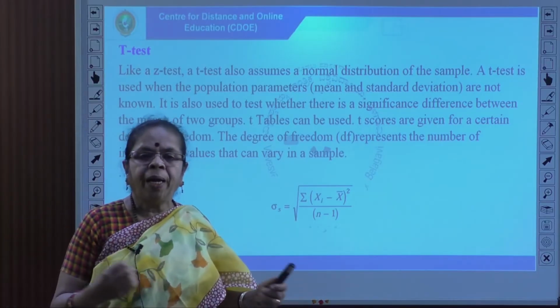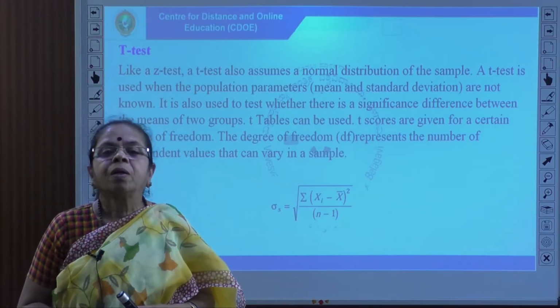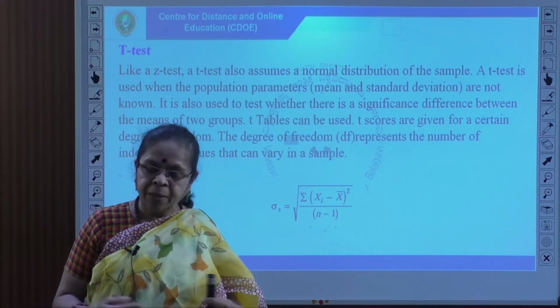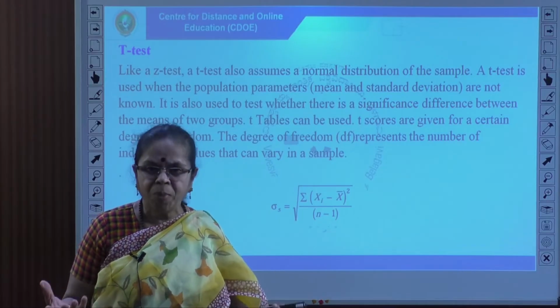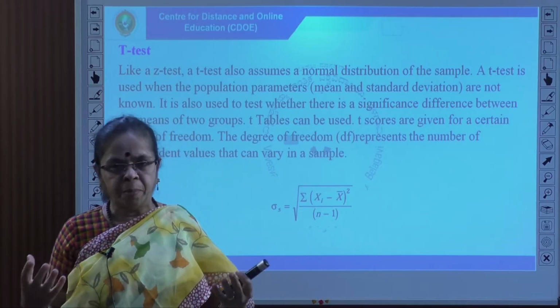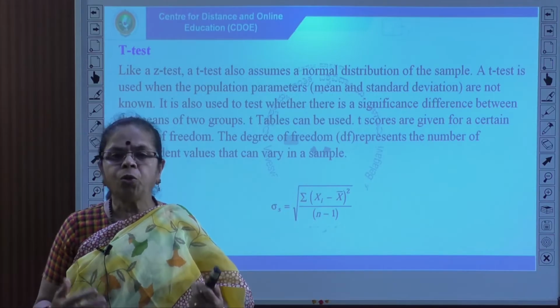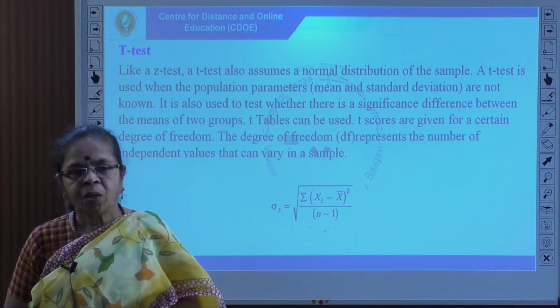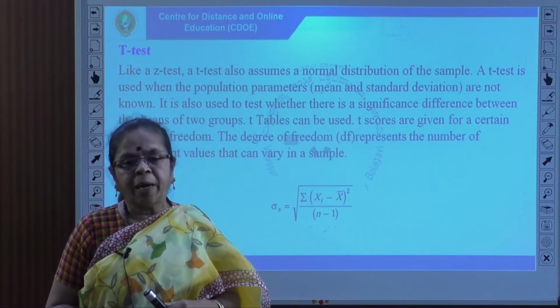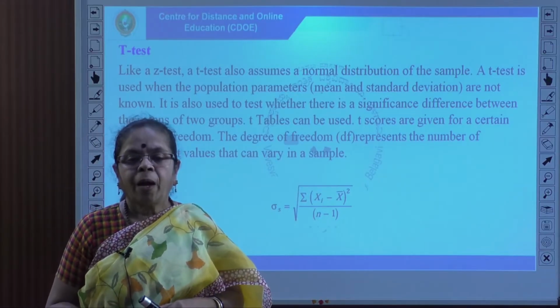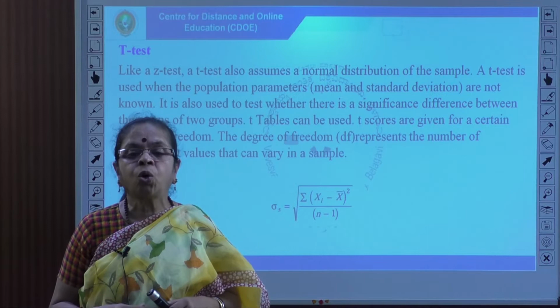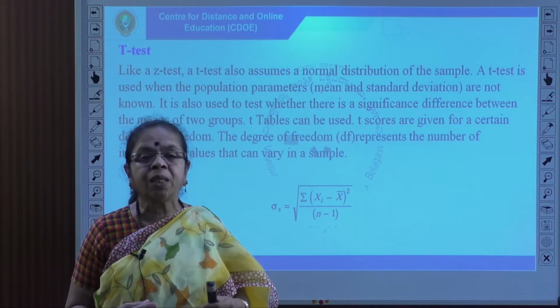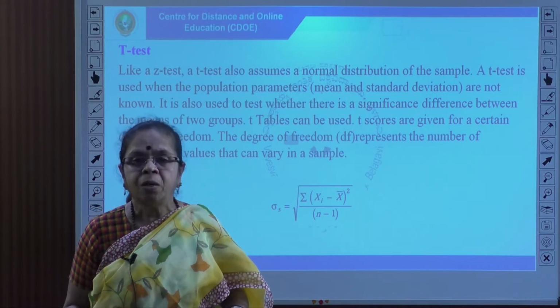So, I have group A and group B. Both have a sample size, and I have two means, the mean of group A and the mean of group B, and I want to know whether the difference is significant. So, t tables can be used for this, and we have t scores which are given for a certain degree of freedom. We will see what this is.